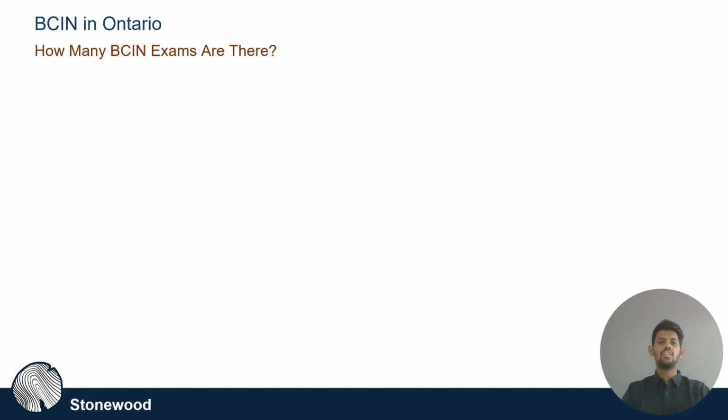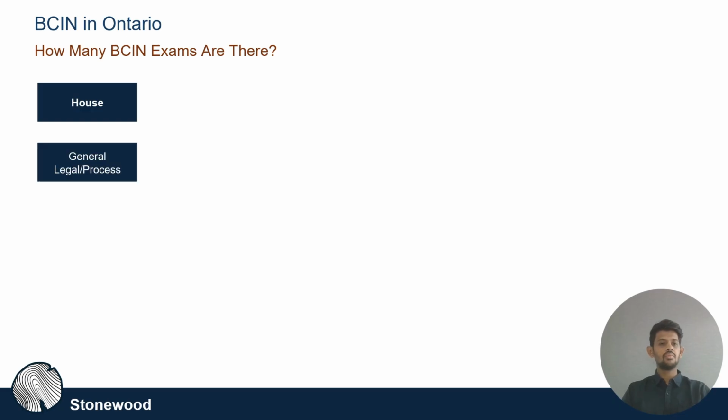So let's start with how many BCIN exams there are. There are 16 BCIN exams, and most people start with the BCIN house. In this BCIN house exam, we cover the building code relevant to the house, mostly Part 9. Apart from that, there are two different exams called general legal and designer legal. I already have a video on that, so you must check what the difference is.